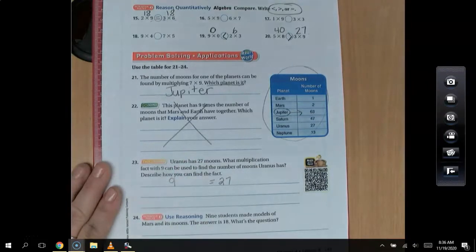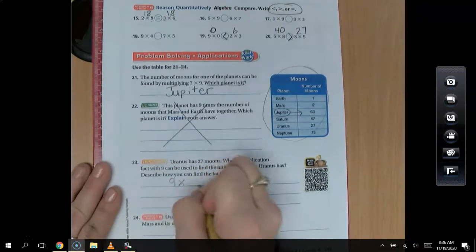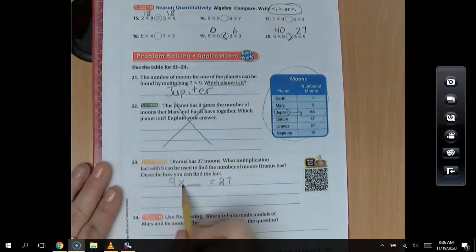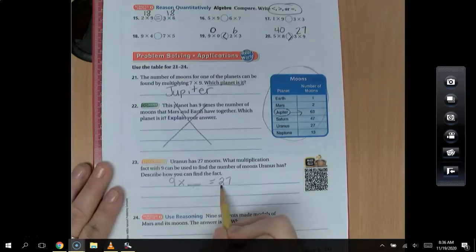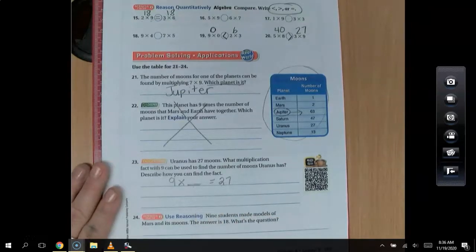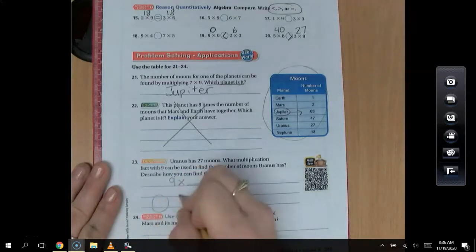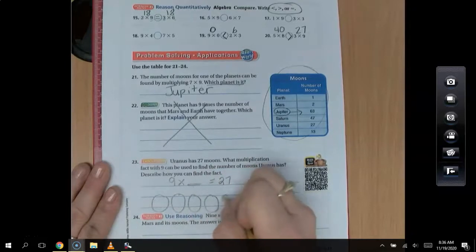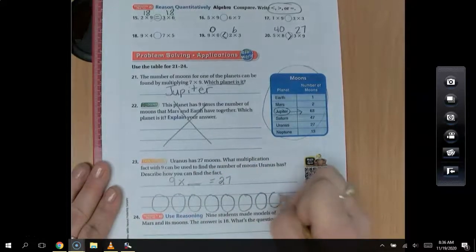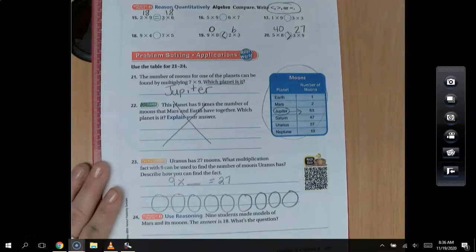Okay, one of my factors has to be a 9. So I have to figure out 9 times what number equals 27. Now there's a couple of ways you can figure out this problem. I could draw 9 circles: 1, 2, 3, 4, 5, 6, 7, 8, 9. You need to get to 27, so you could put one counter in each circle until you get to 27.